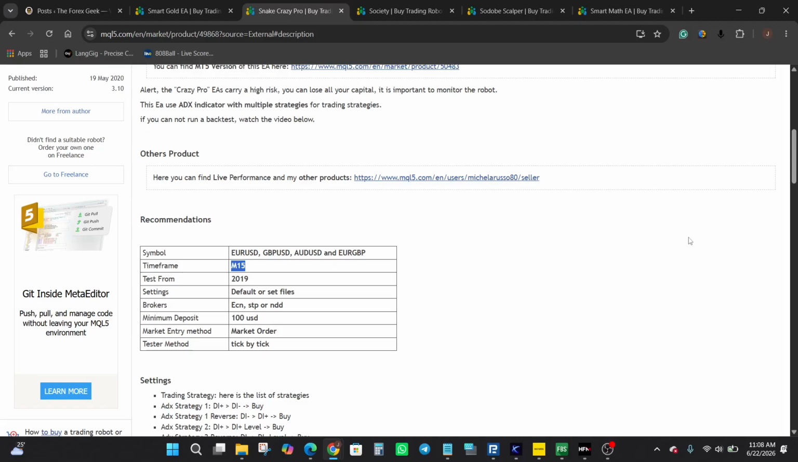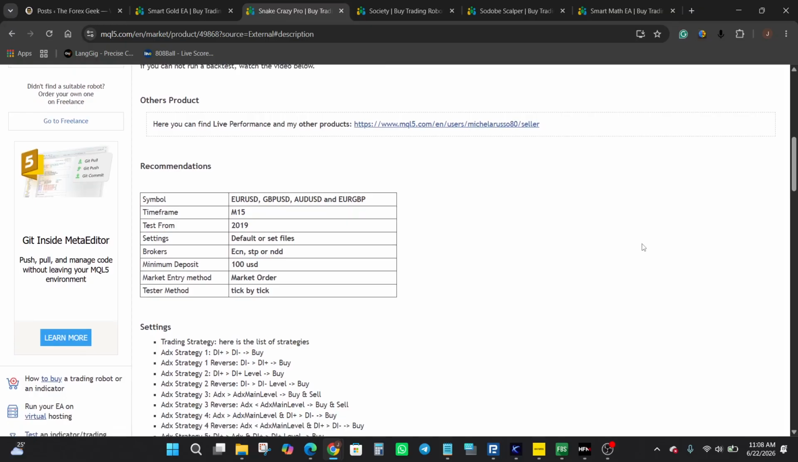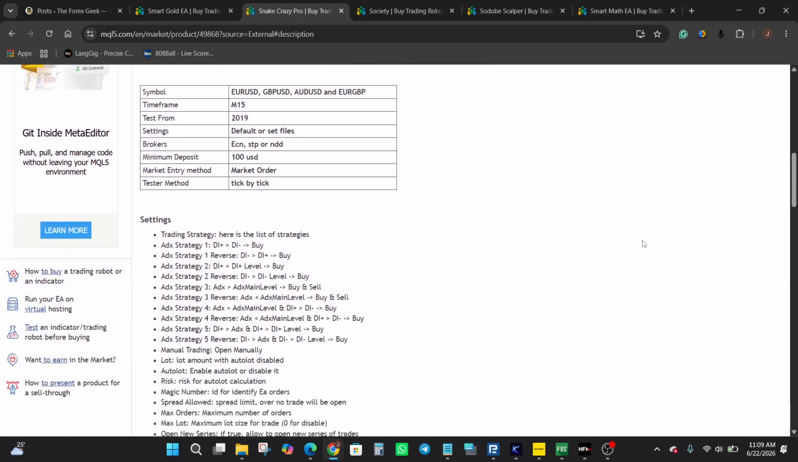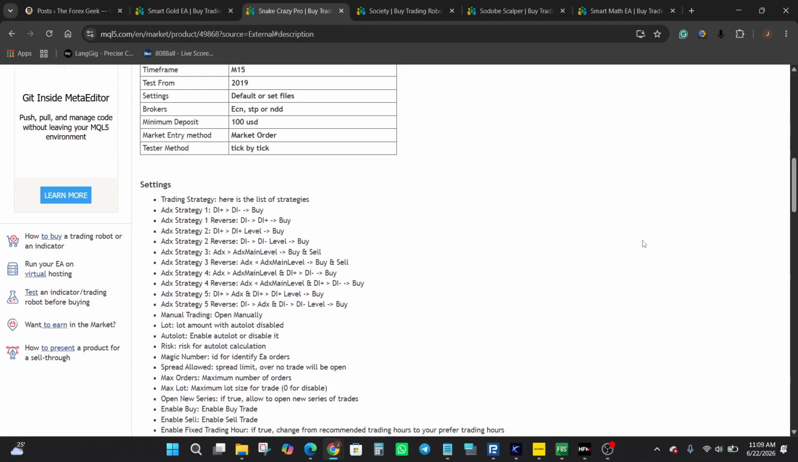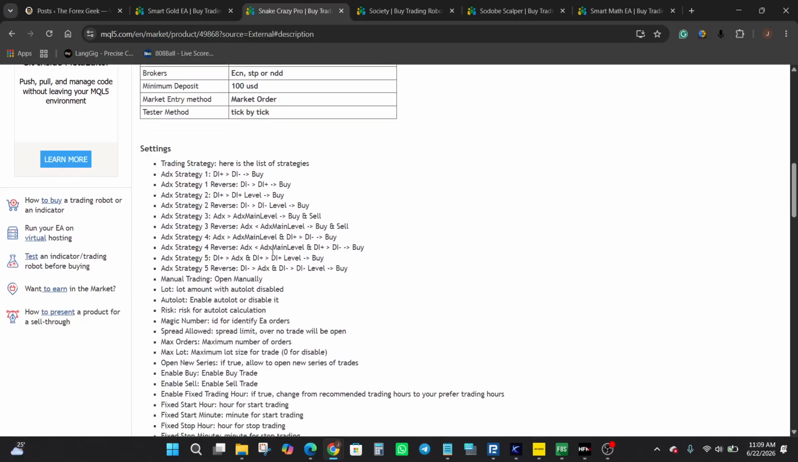Moving into the feature section, one of the core components here is the use of the ADX indicator. The EA includes multiple ADX-based strategy variations, allowing traders to choose between different signal generation methods. Some strategies are based on the relationship between DI plus and DI minus. Others use ADX level thresholds, and some combine both directional and trend and strength-based conditions. What I find useful here is the amount of customization available.